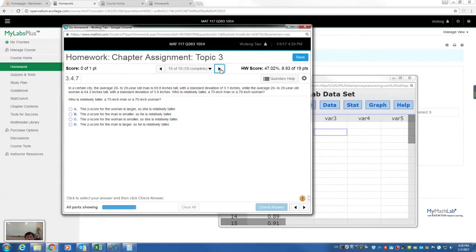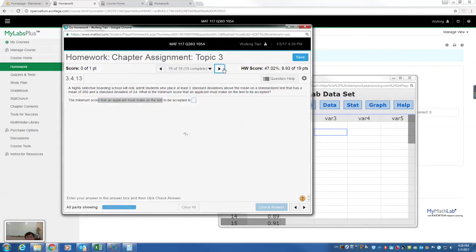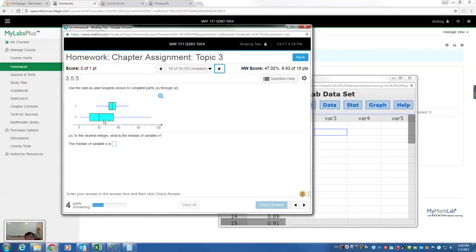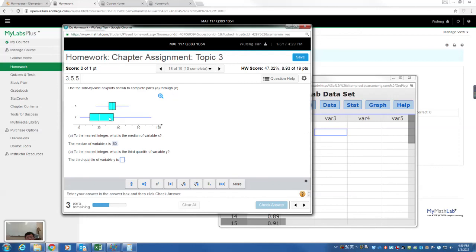All right, the next one. Okay, this one asks you to find the z-score. There's another formula for the z-score too. Minimum score. It should be pretty simple. The median of the variable x is in the middle, so it's 30, 40, 50. Okay, the third quartile of the variable y is going to be, this is the median, I think it's 40.